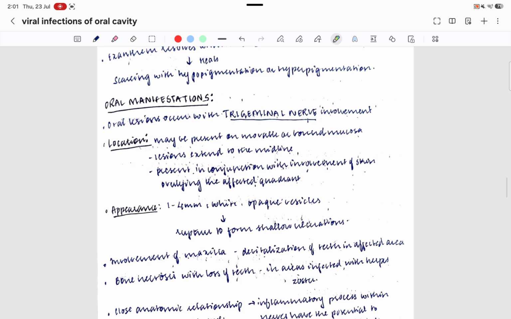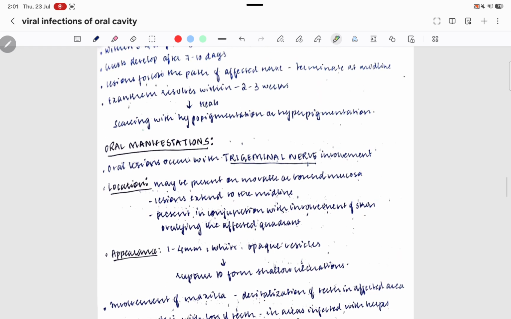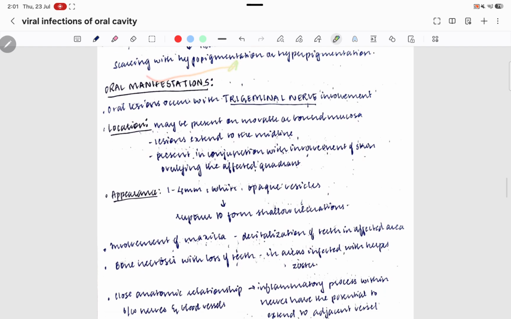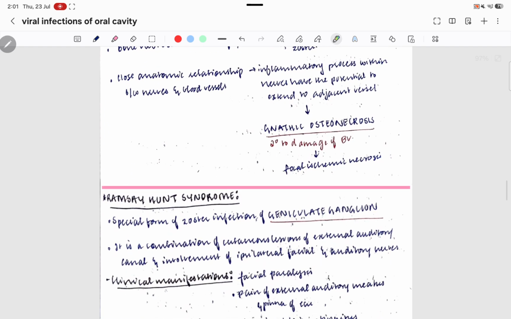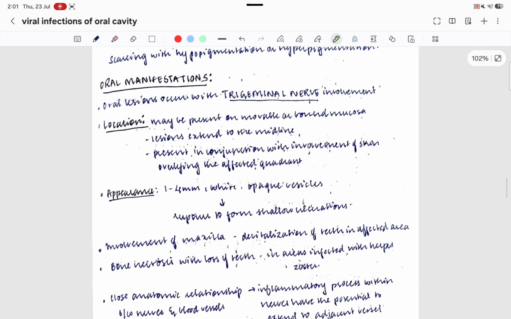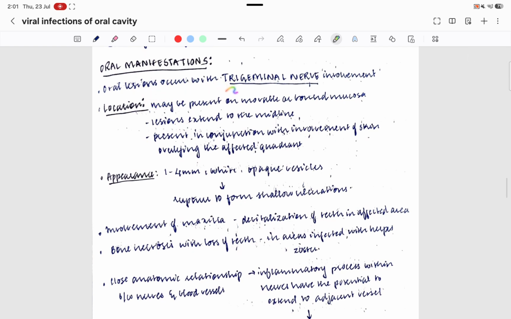Hyperpigmentation could be the cause of the scar, or the scar could be the cause of hyperpigmentation. Coming to the oral manifestations, this is what we need to know. Oral manifestations are in relevance with the trigeminal nerve. So our topic of interest is the trigeminal nerve, and the lesion may be present on movable or bound mucosa.